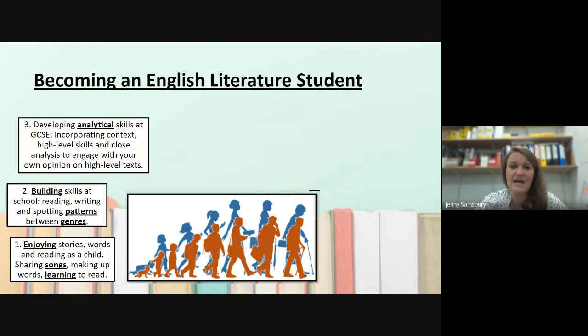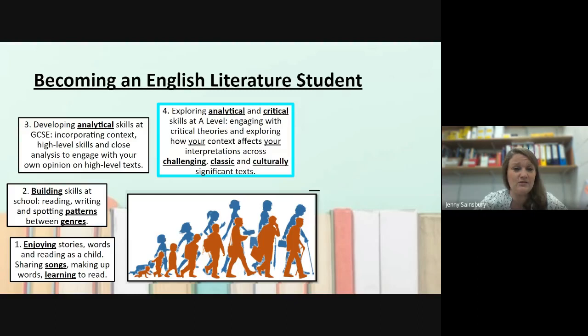The stage you've just left is the stage at GCSE, where you were really developing those analytical skills independently, thinking about context, high-level skills, and high-level texts as well. And then what we're moving on to is obviously the idea of an A-level student. Now, at A-level, the biggest difference is that those analytical skills are then joined with critical skills, where we're exploring theories and contexts about a range of challenging, classic, and culturally significant texts to link to your own interpretations and your own ideas as well.